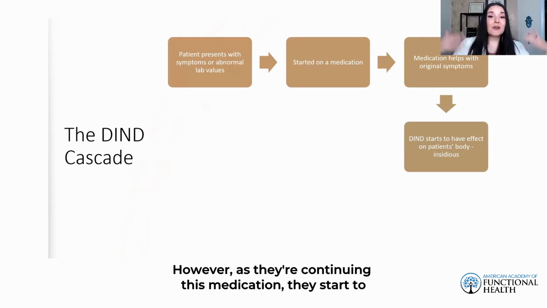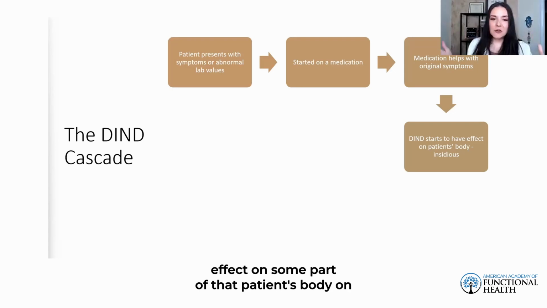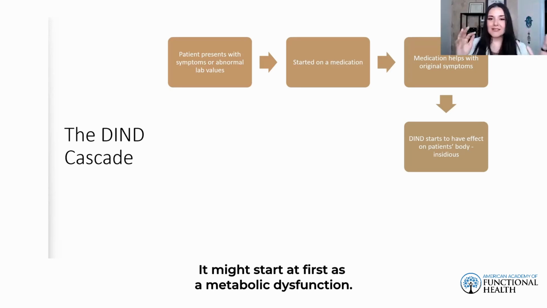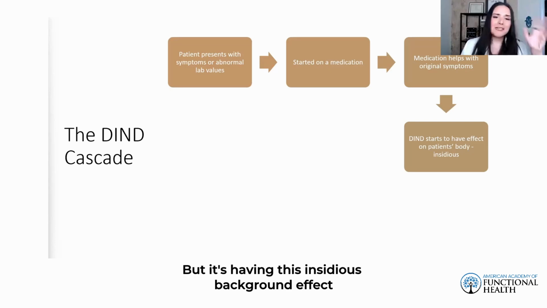However, as they're continuing this medication, they start to develop a drug-induced nutrient depletion that has a particular effect on some part of that patient's body, on a biochemical pathway. Again, think of the stages. It might start at first as a metabolic dysfunction. It might eventually turn into enzymatic shifts. It might eventually turn into outright symptoms, but it's having this insidious background effect.